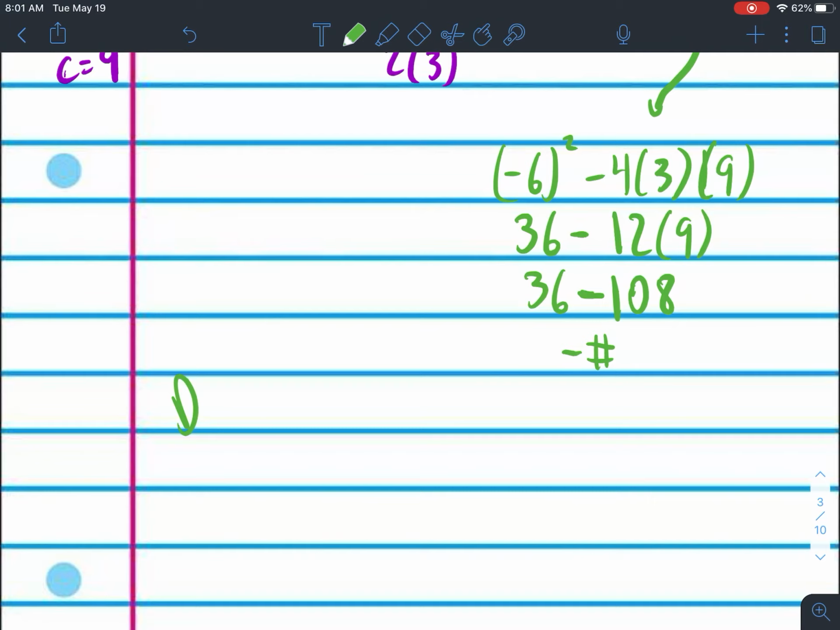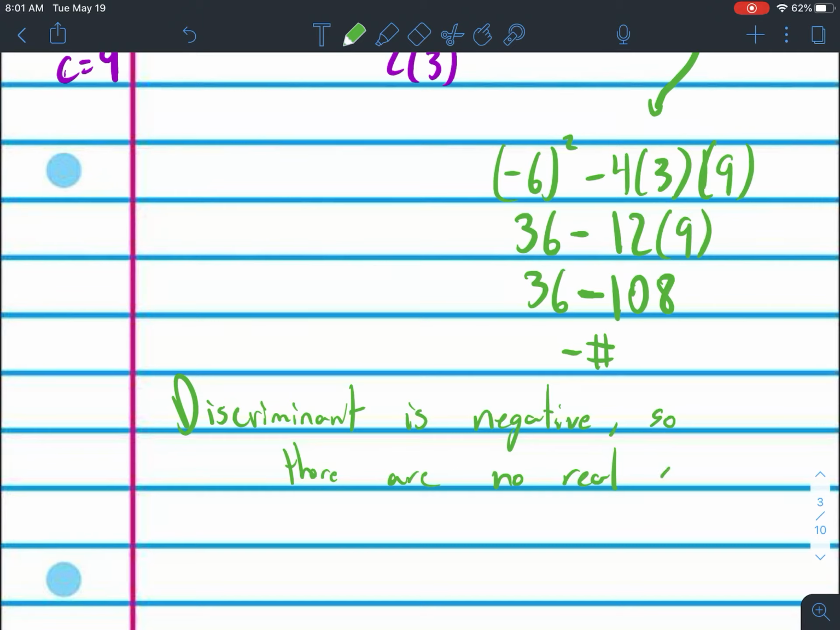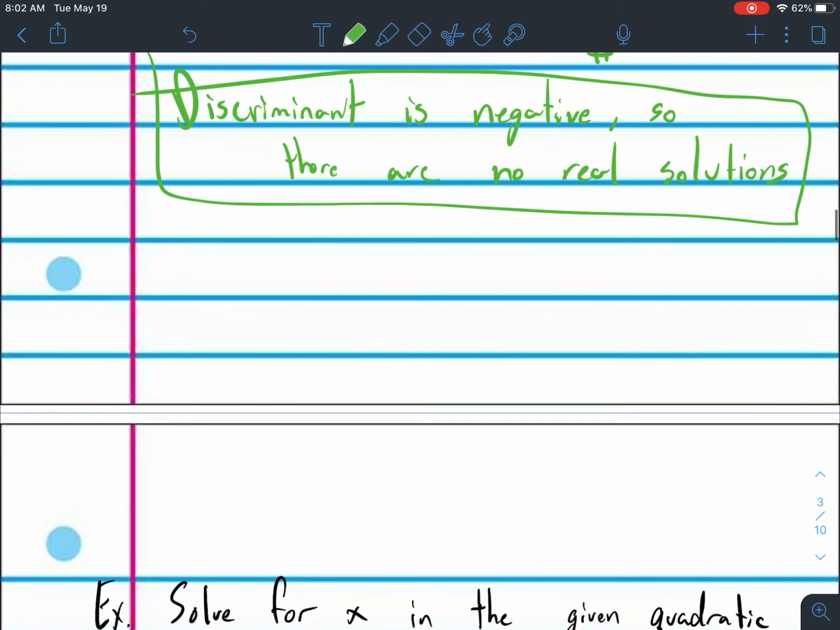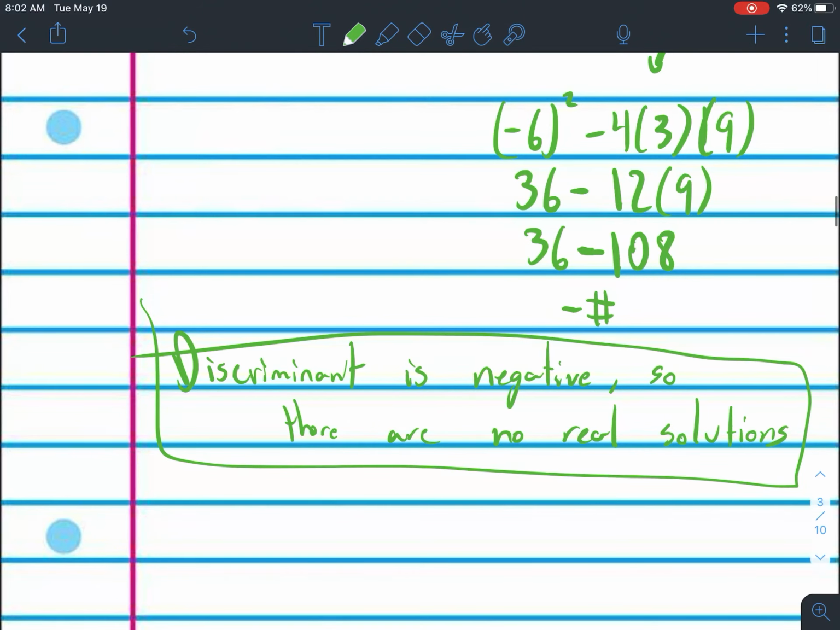And because my discriminant is a negative number, that means there are no real solutions. So, discriminant is negative, so there are no real solutions. You guys can even write down just no real solutions. Okay, now, there you go. That's pretty much the entire part.